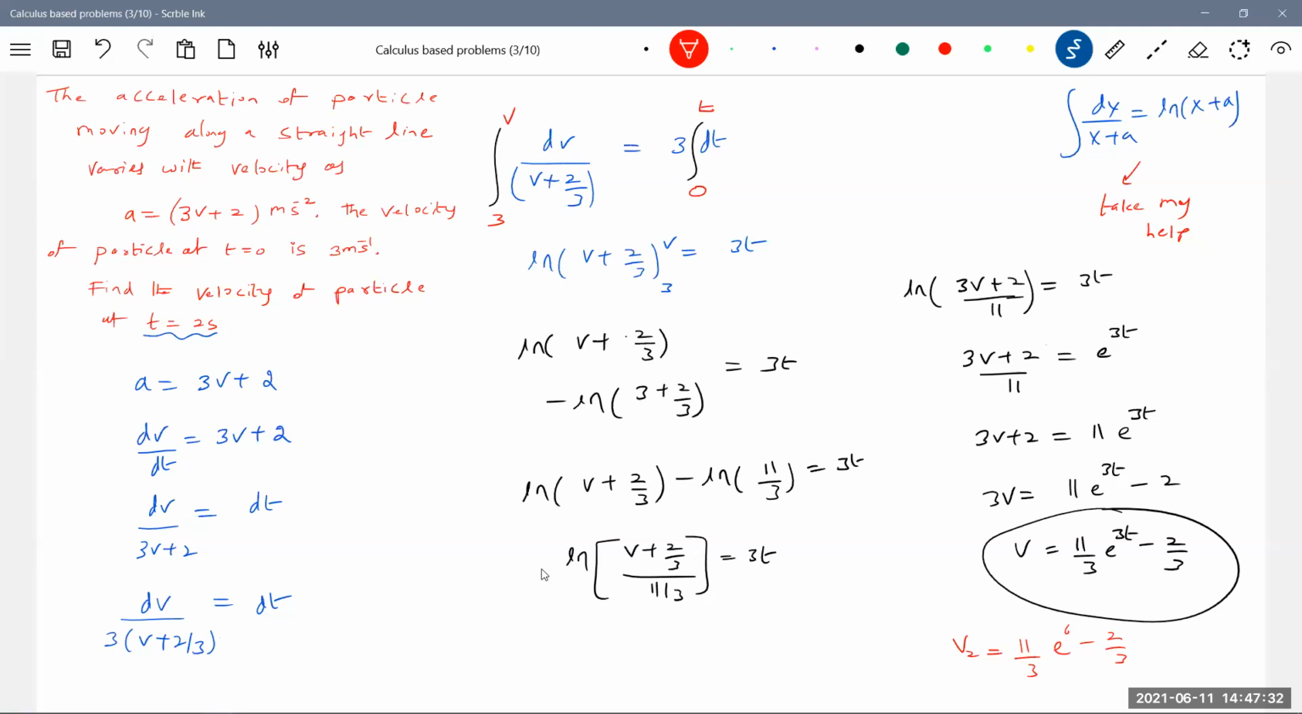Why are we taking 3 as common? Where did I take it common? 3 dv by 3 into v plus 2 by 3. Because the coefficient of v in the integration should be equal to 1, no? In integration, sir, we have seen.